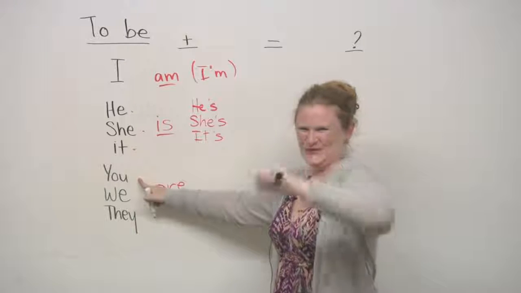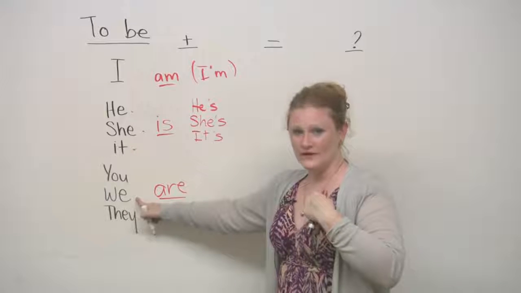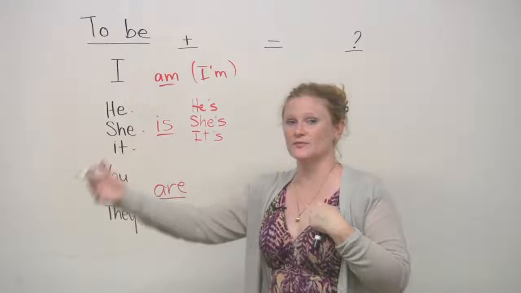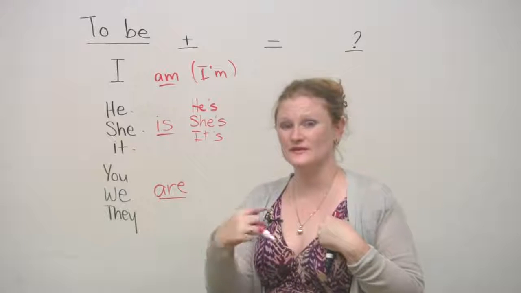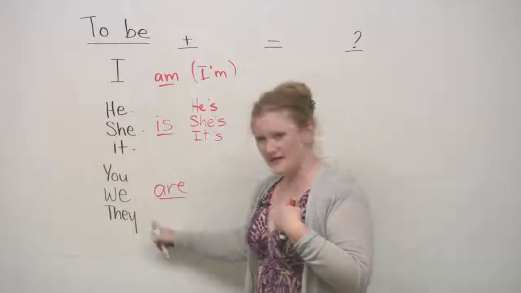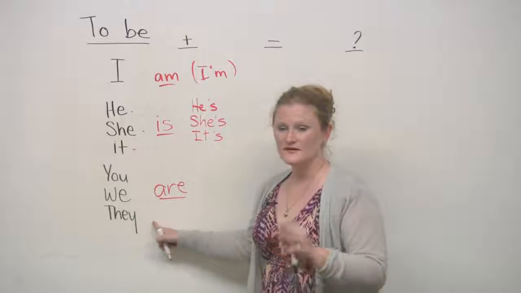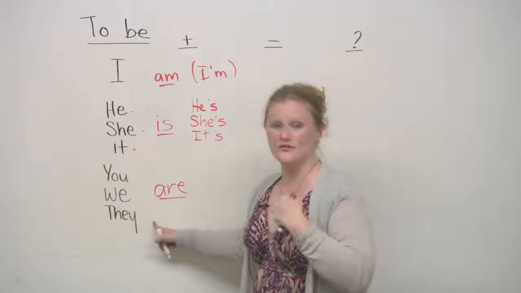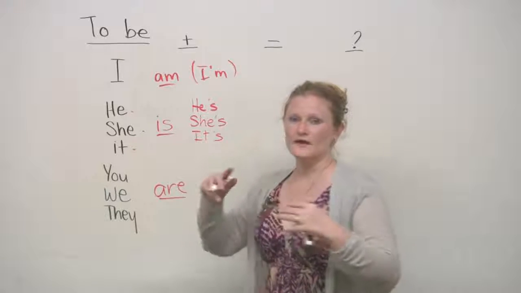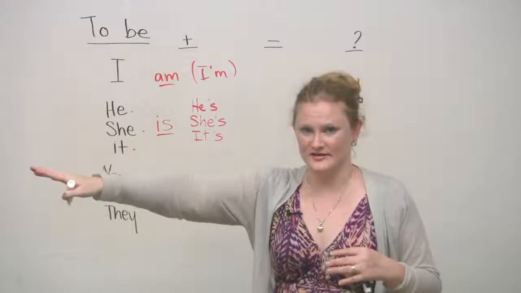You is you. We includes myself and another person. We is plural. There's always at least two people, including you. They is also plural for people. It means more than one person who is not yourself. So I can say they like pizza.